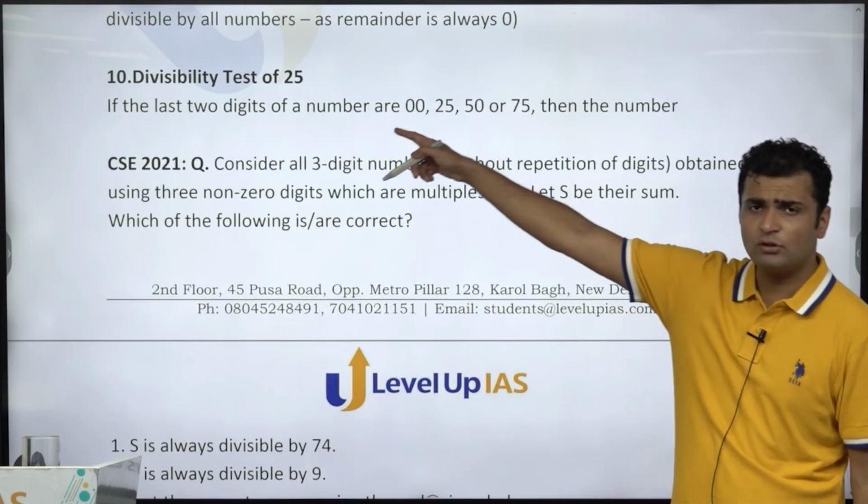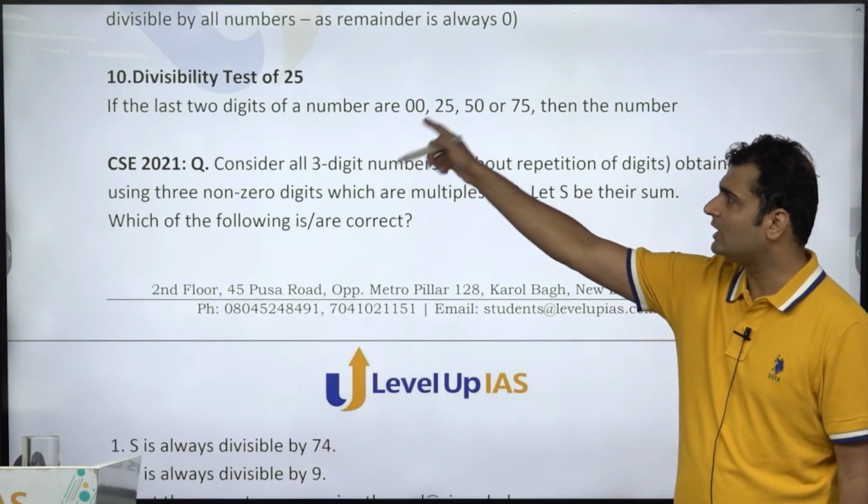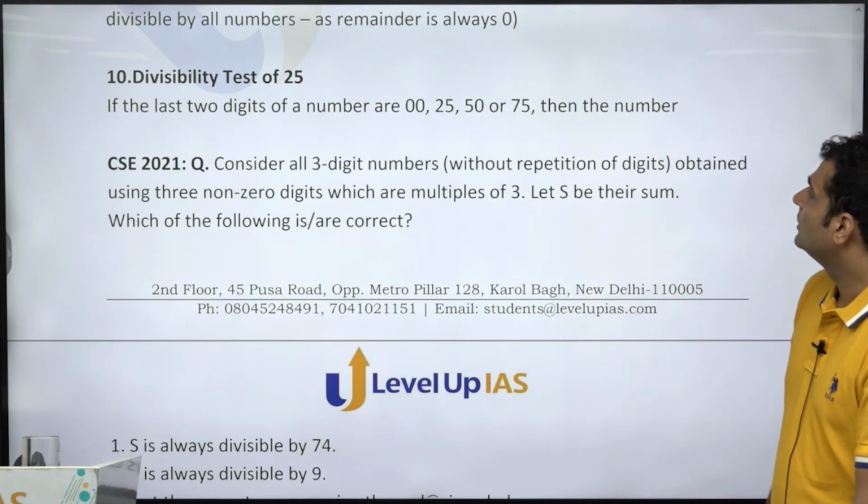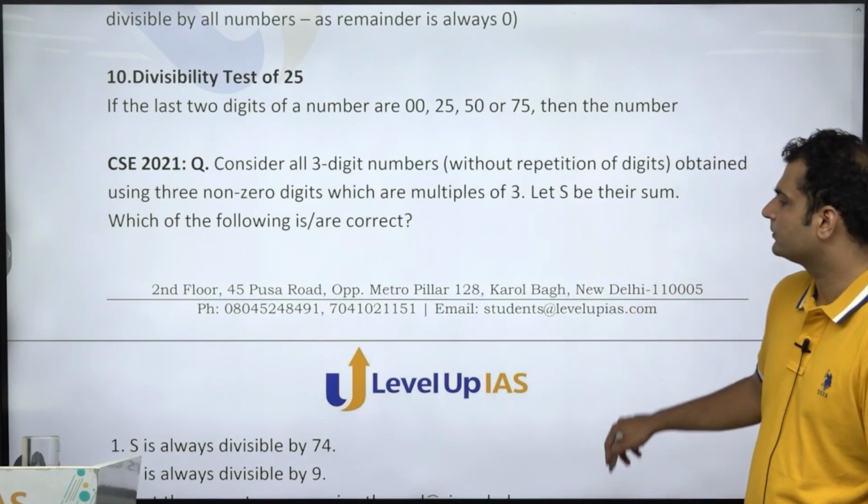Last test of 25. If the last two digits are 00, 25, 50 or 75, then the number is divisible by 25. That is all.